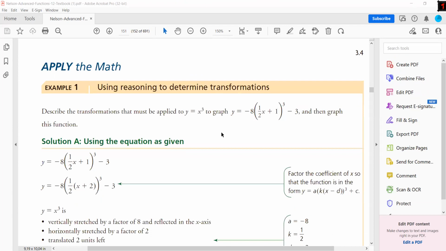Great. So let's move on and take a look at example number 1. Using reasoning to determine transformations. Describe the transformation that must be applied to y equals x cubed to graph y equals -8 times (1 over 2 times x plus 1) to the third power minus 3, and then graph this function.